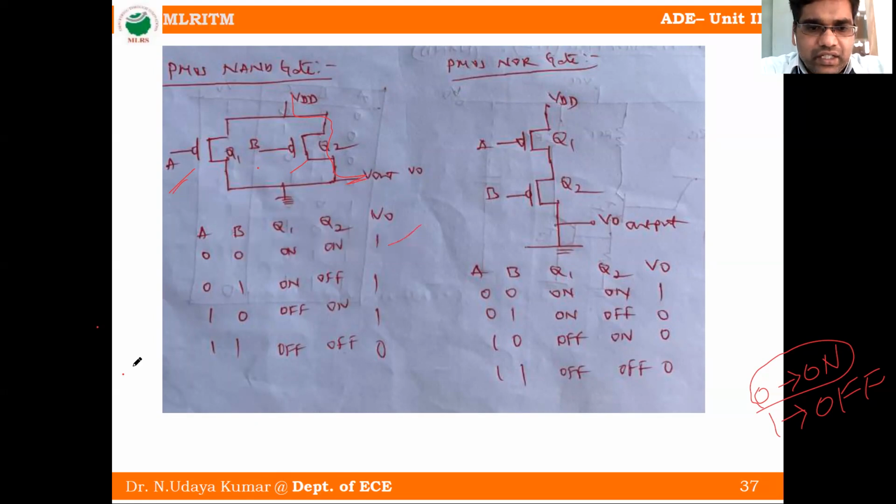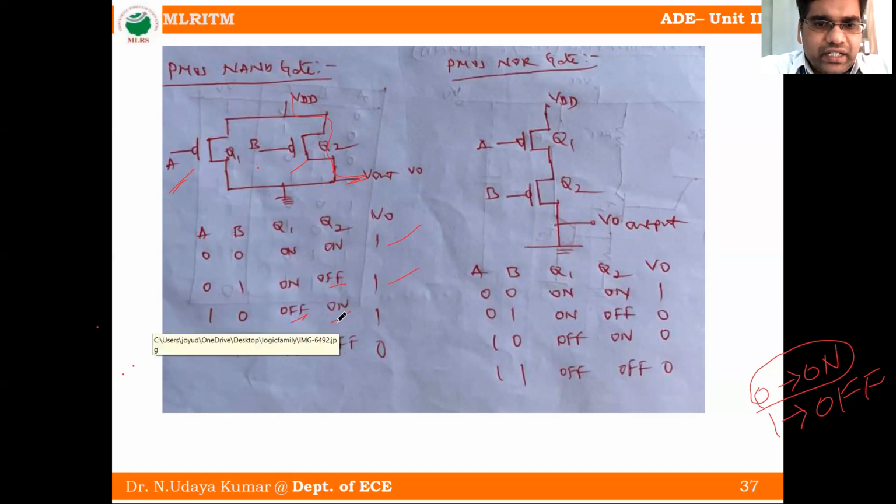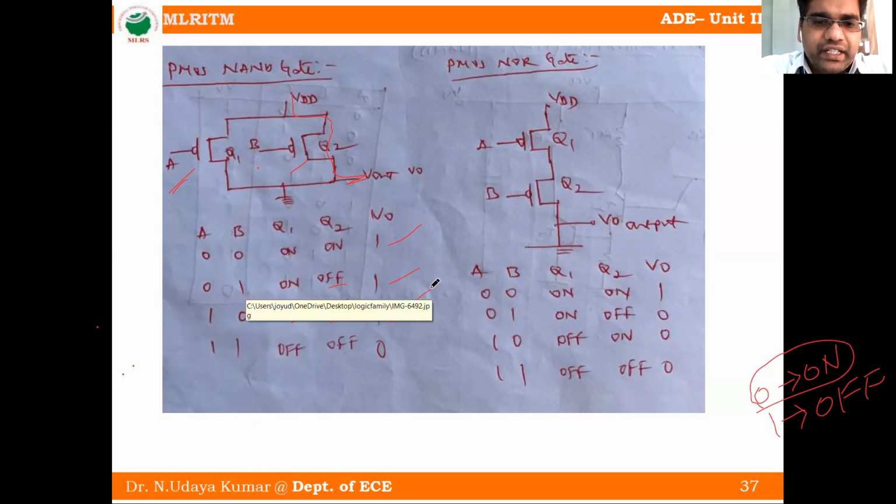The second case is 0 1. 0 is given to A, so the PMOS transistor is on, and 1 for B means off. So one transistor is on, that is, VDD is directly connected to V out, and we will get 1. Similarly 1 0: the first transistor with 1 is off, and the second transistor is on. So VDD is directly connected to V out. So output is equal to 1 or VDD.